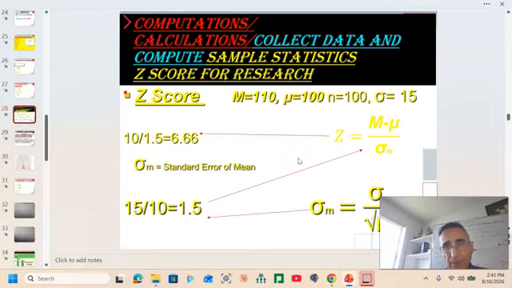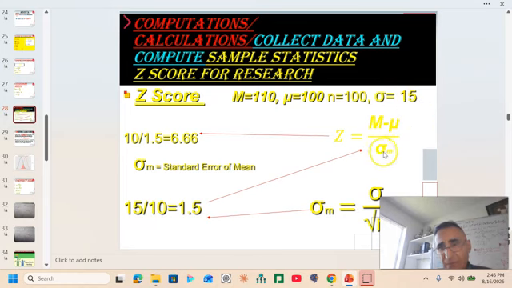So here's the example. Let's say we have 100 students from Albizu University, with a mean of 110 on IQ. We test all of their IQs, and the average IQ will be 110. Then the mean for IQ is 100, and the standard deviation for IQ is 15.